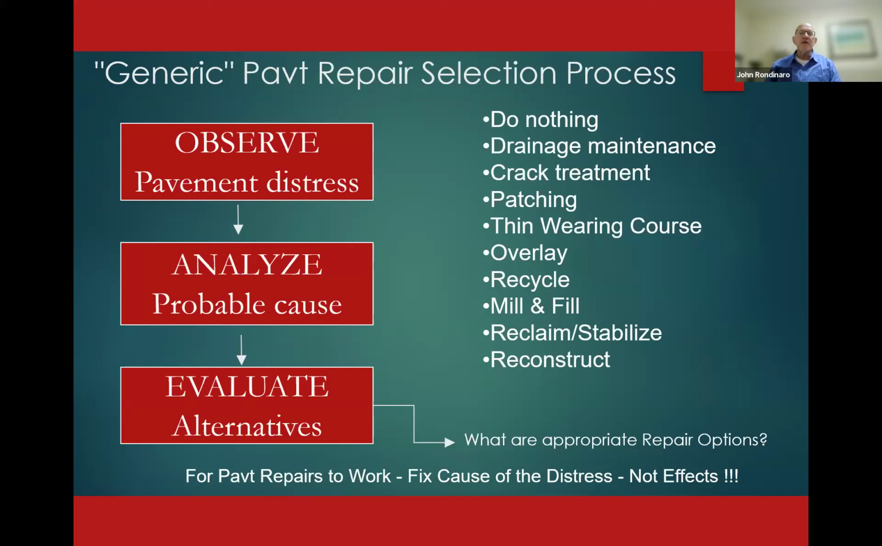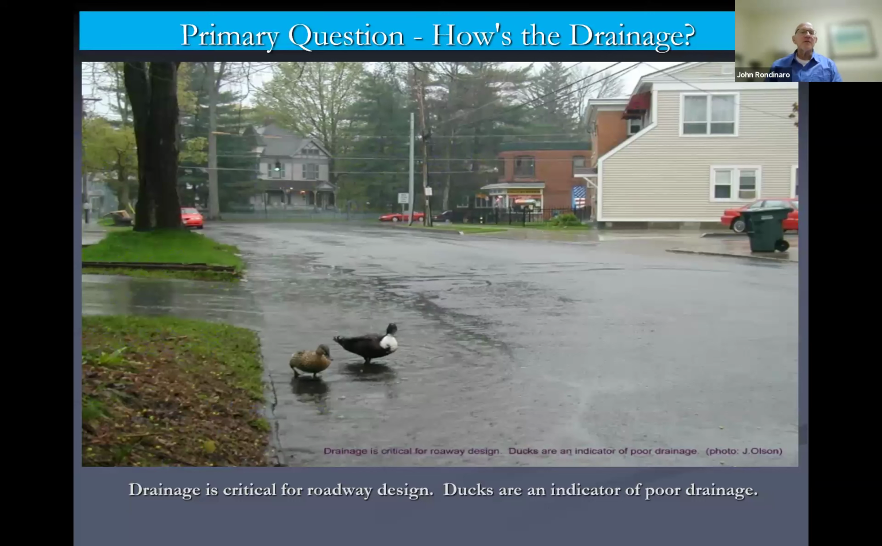And that leads you to making a choice of what are the appropriate repair options. And the one thing you want to remember here is that for our pavement repairs to work, you've got to be fixing the causes of the distress, not just the effects. So it's not what you're seeing on the surface, but really what's causing the problem. And then last but not least, the primary question we want to answer is, how is the drainage?